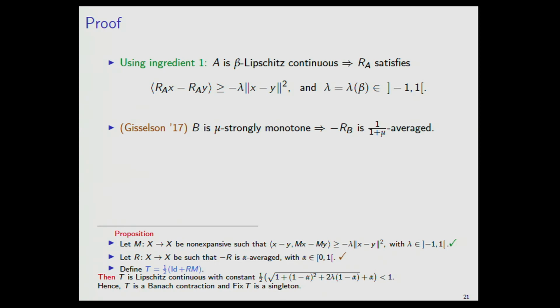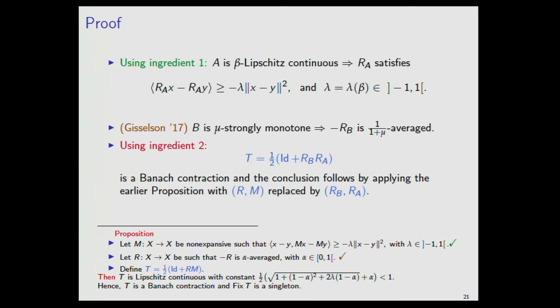And we just blend the ingredients together. So ingredient 2 is just the proposition. And this is what we have. If we combine the two, all we need is to apply the lemma. R is replaced by RB, M is replaced by RA, and the conclusion immediately follows.